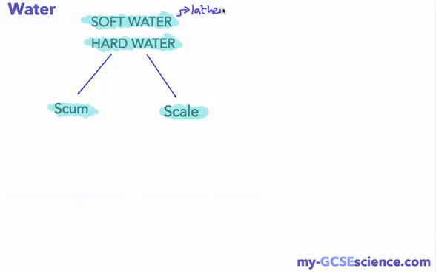So if you take a tiny bit of soap and you have soft water, a small amount of soap will create quite a rich lather, whereas hard water won't do that. It won't create the lather very easily at all. In actual fact, it produces this substance called scum, which we'll talk about in a minute. But firstly, how does water actually get hard?